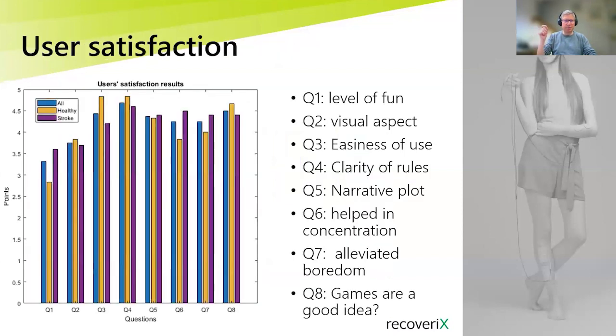And also if we look at the user satisfaction, we asked them 8 questions, giving answers ranging from 1 to 5 points. For example, you can see the easiness of use in Q3. We have here all users, healthy users, and the stroke users. Of course, for stroke users the easiness was a little bit lower. That's also not surprising, but it was still very high at 4 points.